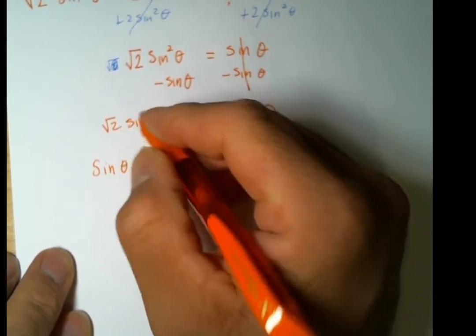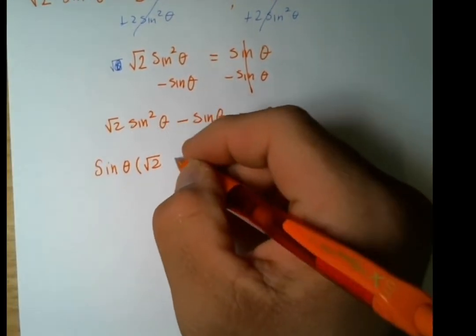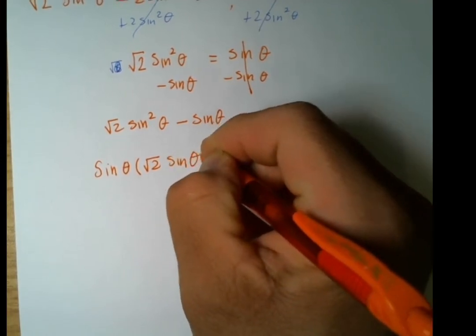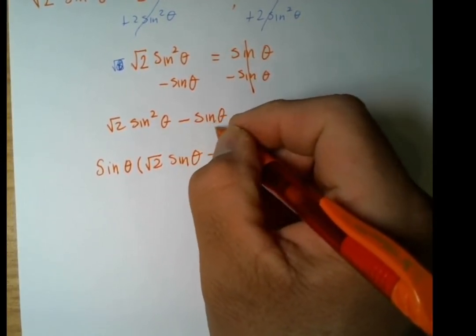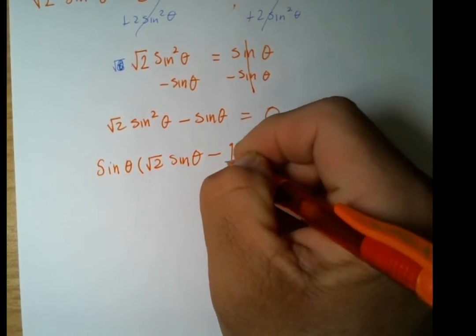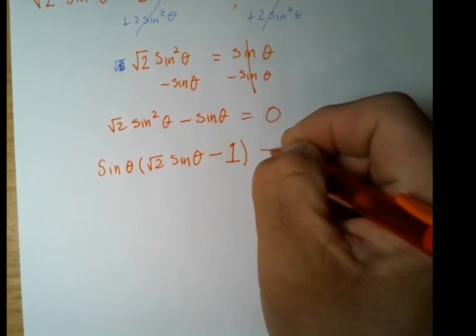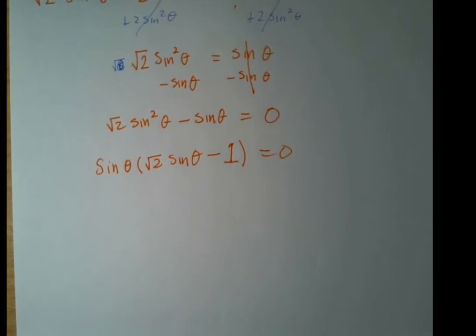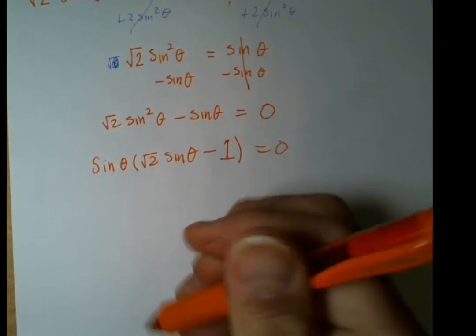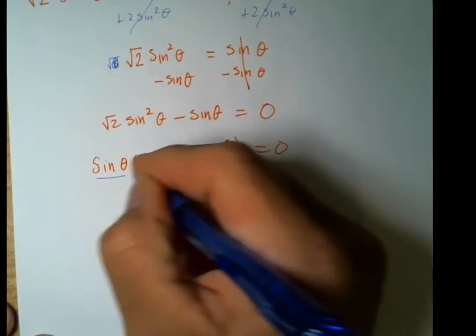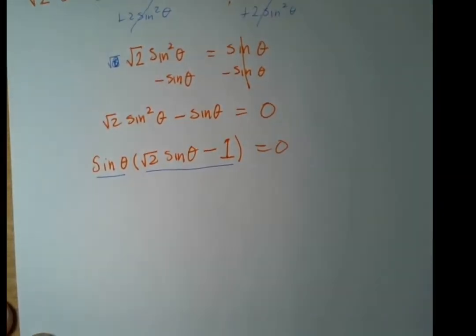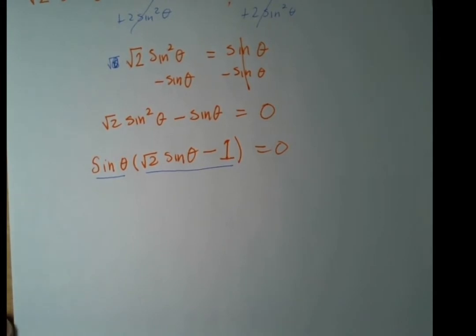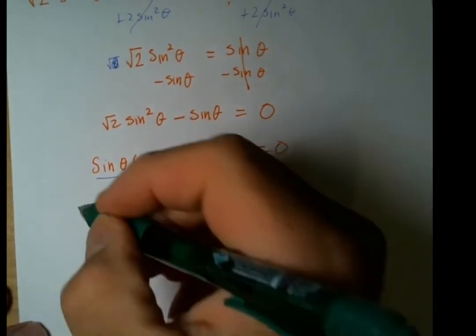That means I'm left with root 2 sine theta, since I factored out one of those sines. Here I factored out the only term, so make sure you write a 1, minus 1, equals 0. It needs to be equal to 0 so we can take advantage of that 0 property. What was that property? We have two factors, this is one factor right here, and this is the second one. When I multiply them, that equals 0. That means that one of them has to equal 0.